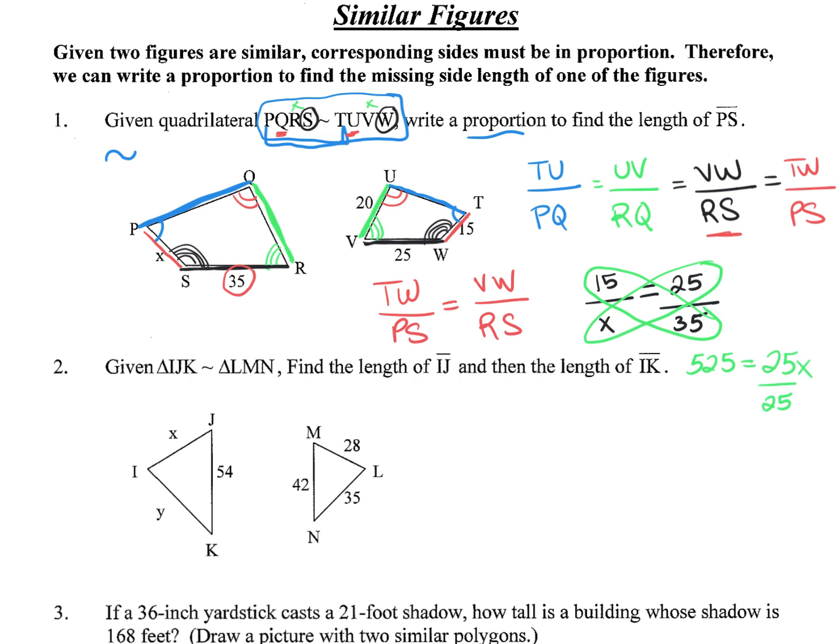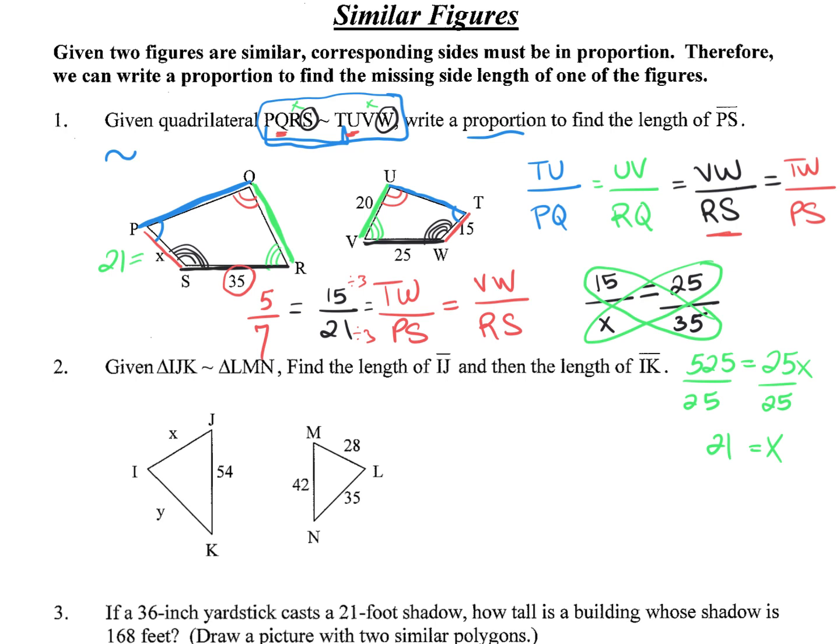To solve for my missing side length, x, I'm going to divide 525 by 25, and what I get is that x, or the length of PS, is equal to 21. Now I can double check to see if I did this correctly. TW was 15, and we found PS to be 21. If I simplify this, both 15 and 21 are divisible by 3, so if I divide both by 3, I get 5/7.